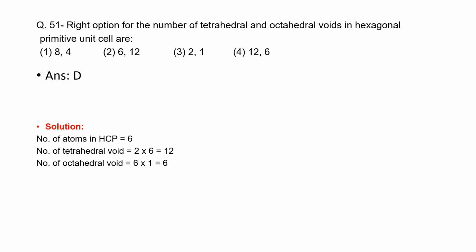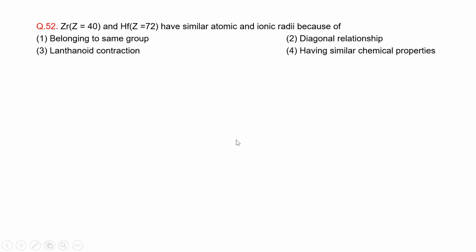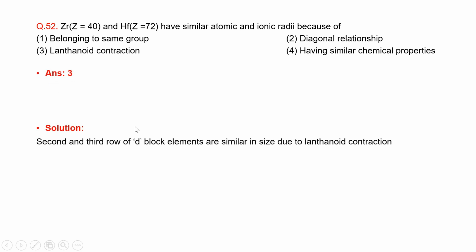And next, question number 52. Zirconium and hafnium have similar atomic and ionic radii because of lanthanide contraction. Among the d block elements, especially the second series and third series, that means 4d and 5d, if you see, the 4d and 5d series will have almost the same size because of lanthanide contraction only. So the answer is option 3. So question number 52, option 3.